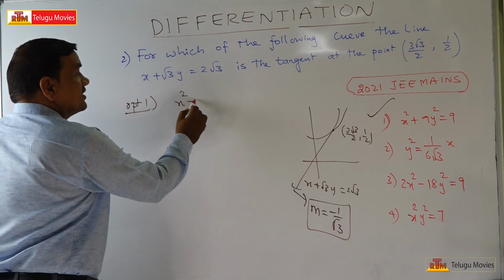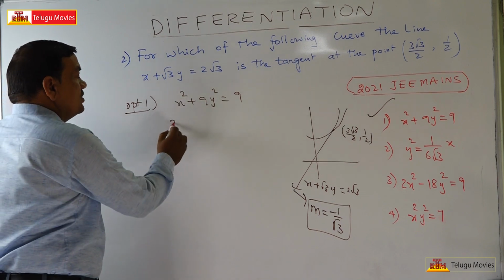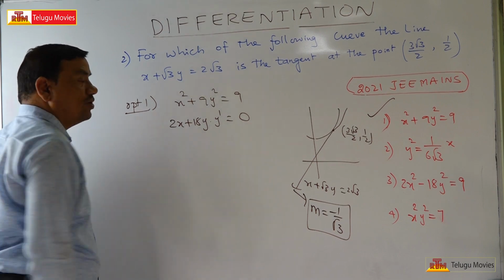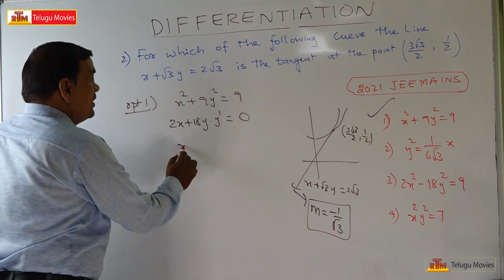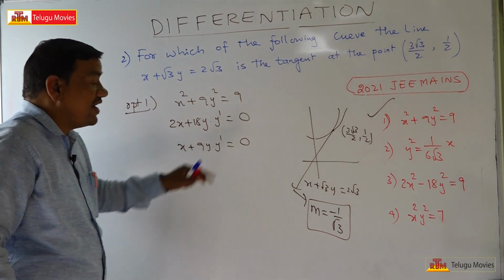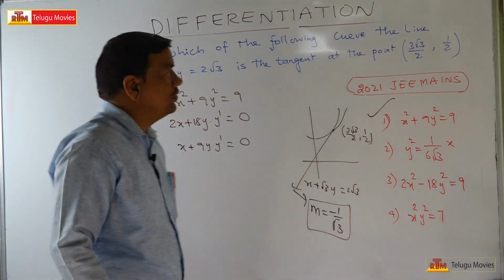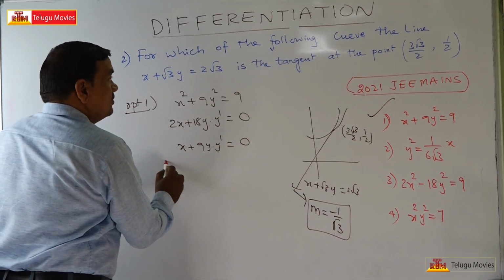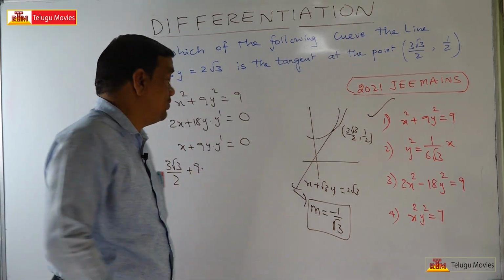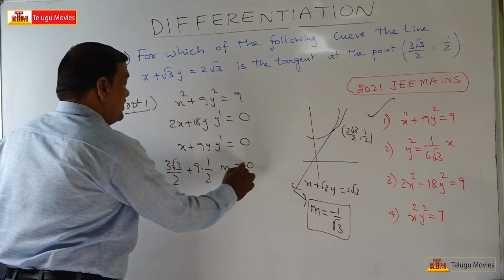The curve equation is x square plus 9y square is equal to 9. Find dy by dx. So this is 2x plus 18y into y dash is equal to 0, so x plus 9y into y dash is equal to 0. Here y dash is the slope of the tangent after substituting 3 root 3 by 2 comma 1 by 2. The x value is 3 root 3 by 2 plus 9 into the y value 1 by 2, and then y dash will become m, the slope of the tangent.